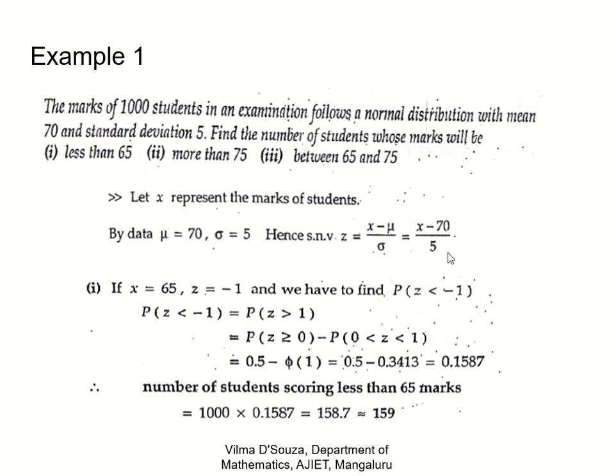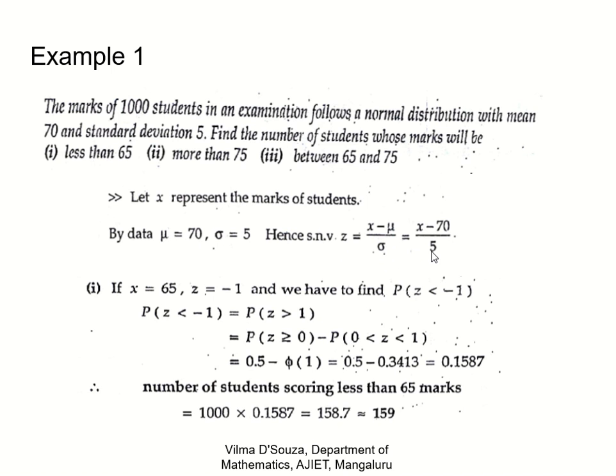What is the substitution here? To convert X to Z, Z is equal to (X minus mu) by sigma. You know what mu and sigma are. Substitute, so you get Z is equal to (X minus 70) by 5. This is all about the given data.